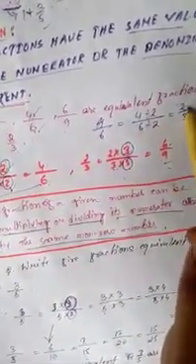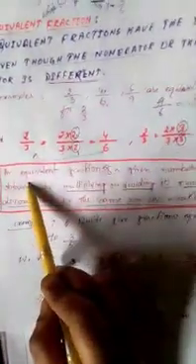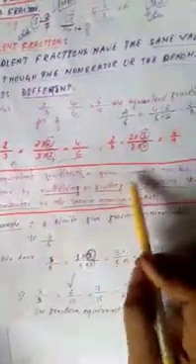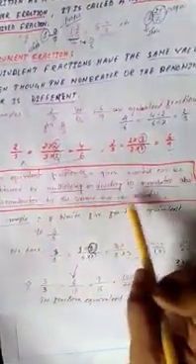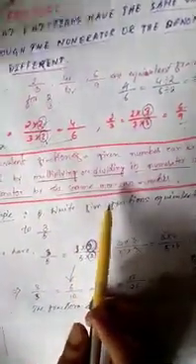Then we can get again this 2 by 3. Okay, so we can reverse it. So what we have concluded is that an equivalent fraction of a given number can be obtained by multiplying or dividing its numerator and the denominator by the same non-zero number.